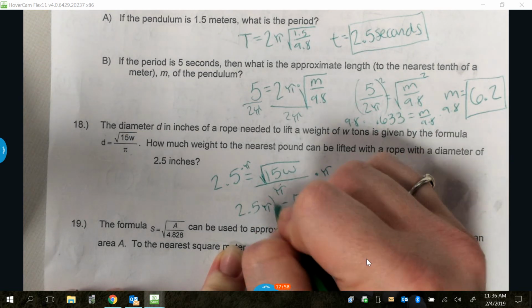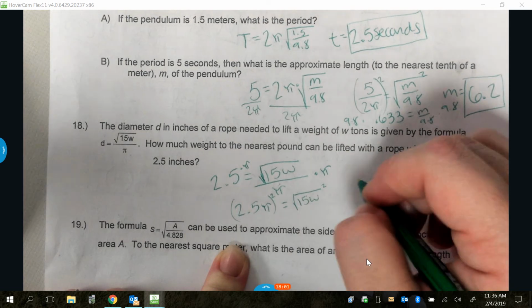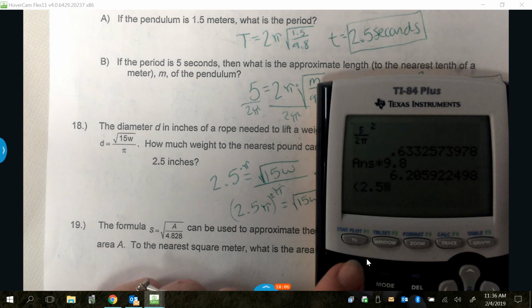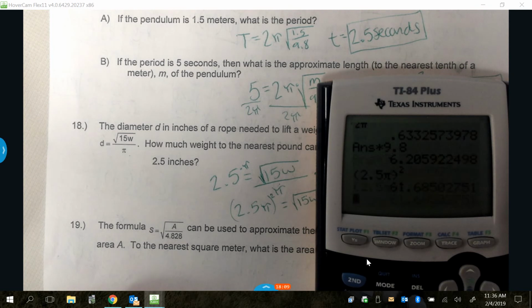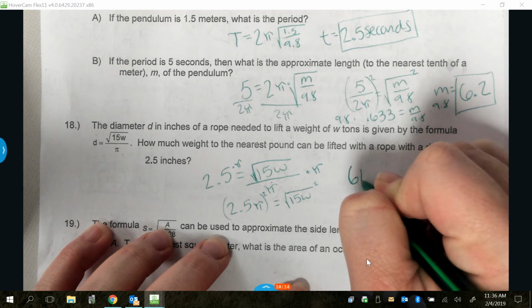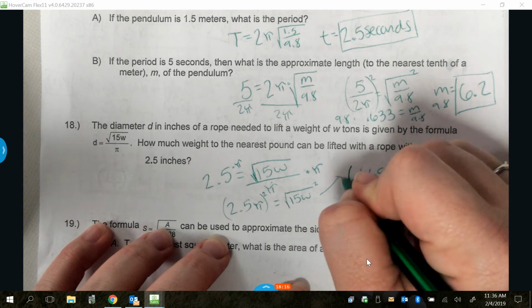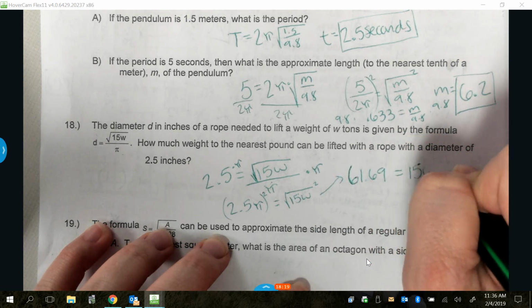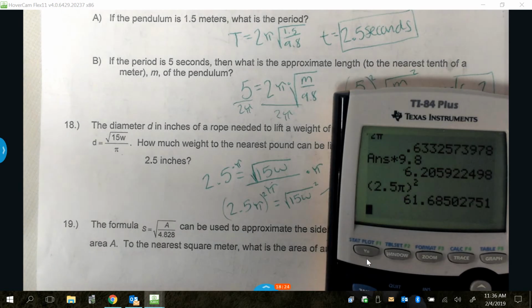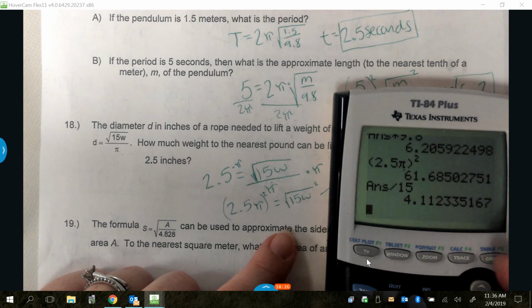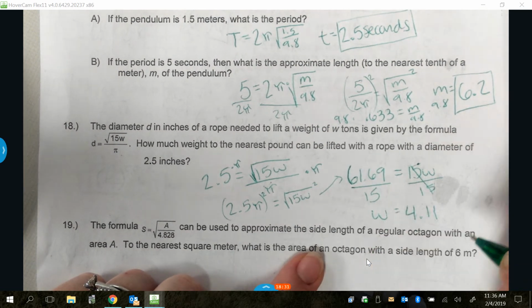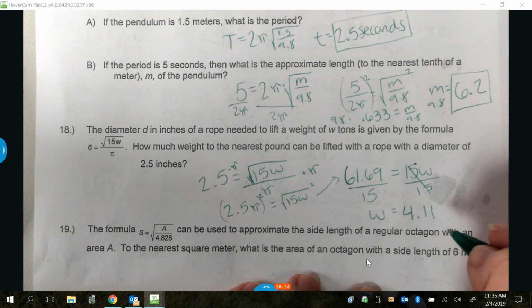So I'm going to square both sides, and I get 2.5 pi squared, 61.69, equals 15W, so divide both sides by 15, and I get 4.11. So W equals 4.11.